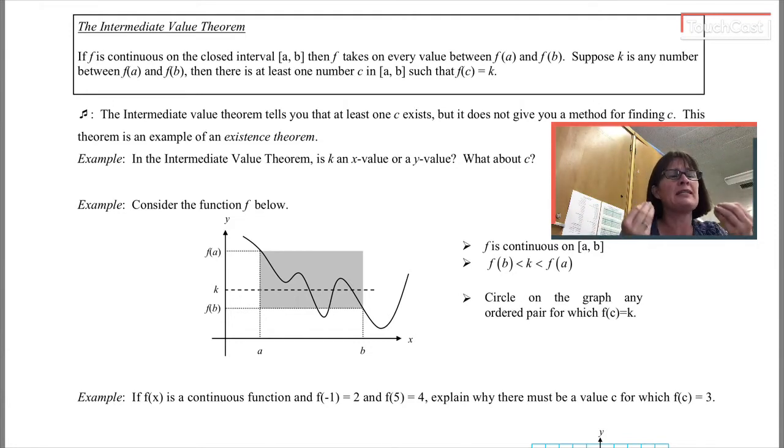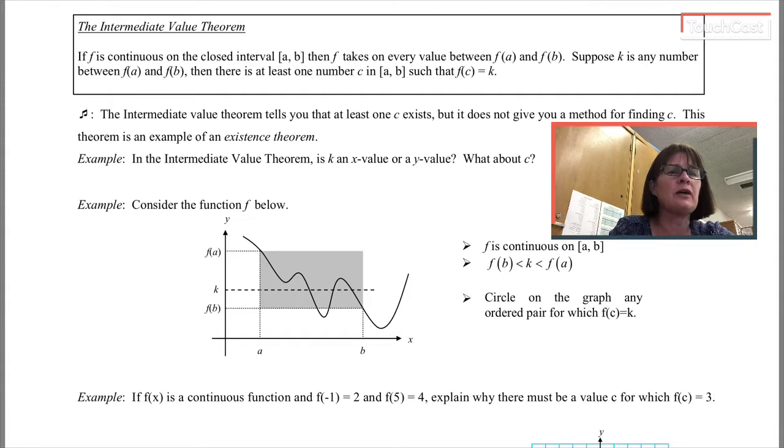So the formal statement of the intermediate value theorem, it's going to go on your important facts paper, it absolutely will be tested on the AP test. If f is continuous on the closed interval a to b, then f takes on every value between f of a and f of b. Suppose k is any number between f of a and f of b, then there's at least one number c in the interval a to b, such that f of c equals k.